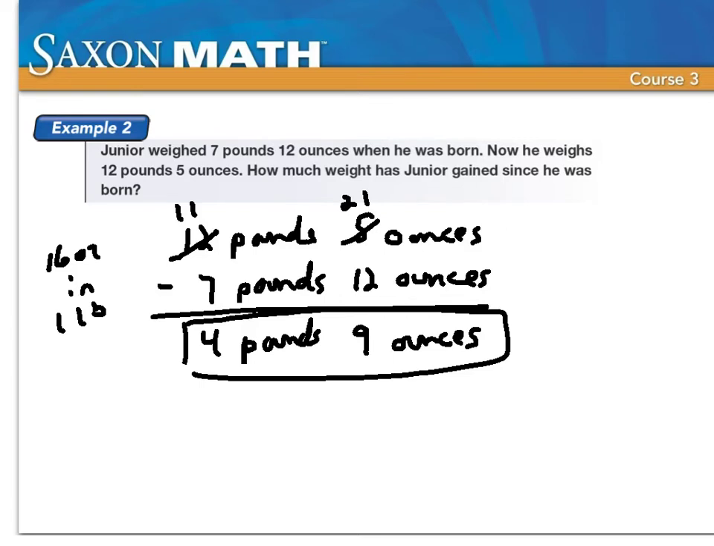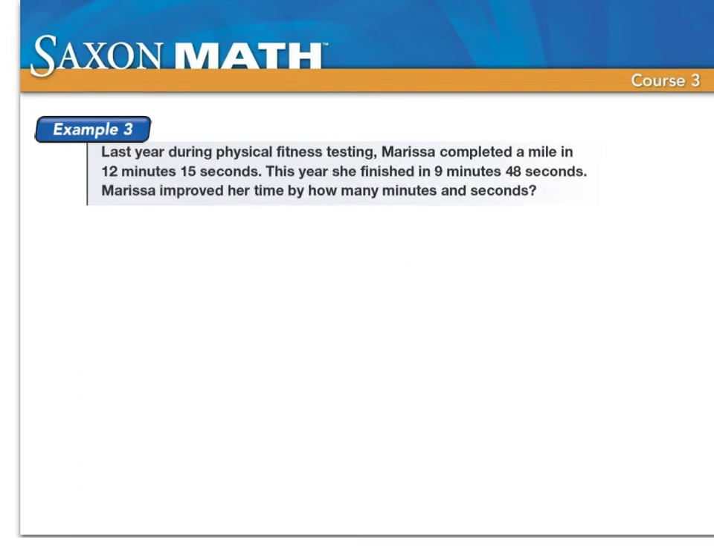Okay, so we are borrowing with labels. We need to make sure that when we take one out, we add however many of this label there are in the other one. So again, there were 16 ounces in 1 pound, so when I borrowed a pound, I had to add 16 ounces to what I already had. So it's different than borrowing when we subtract regular numbers. And let's keep moving on.